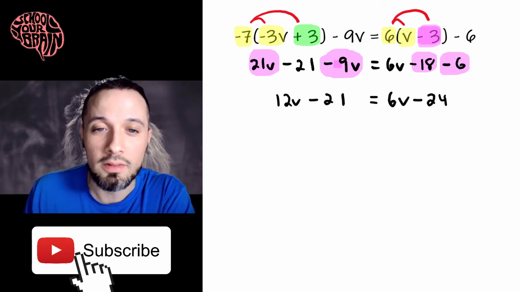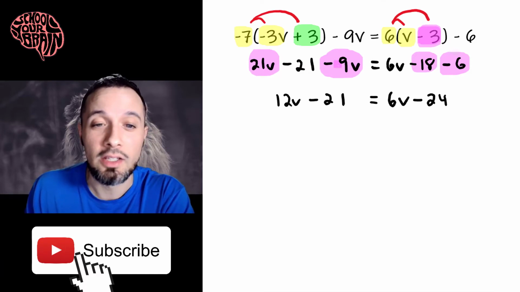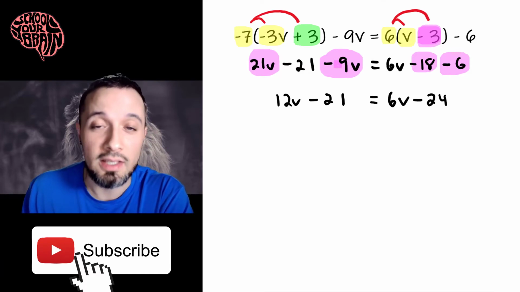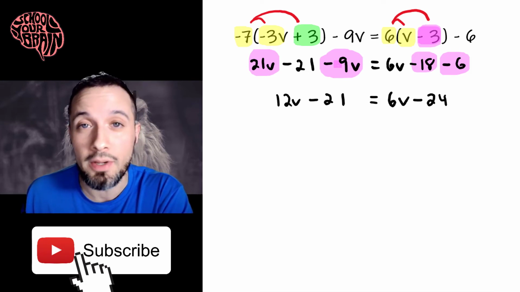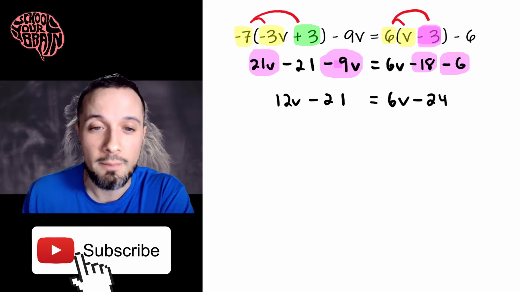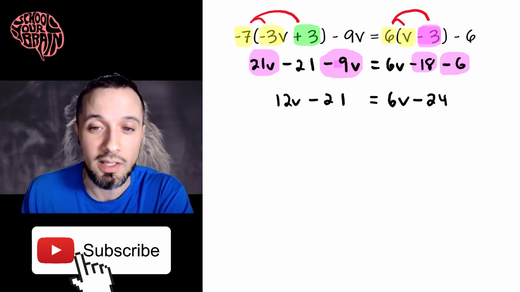And now, I can see I have like terms, but they're not on the same side. They're on different sides. So if you have like terms on different sides, that's when you're going to start using the properties of equality. Either addition property or subtraction property of equality. And what I like to start with is the variables, and I look at the one that has a lower value, which in this case would be 6v.